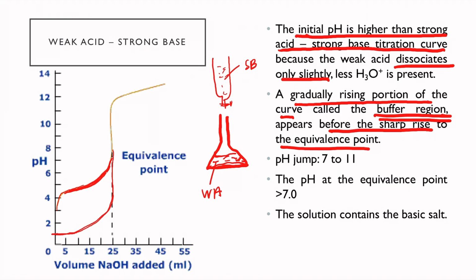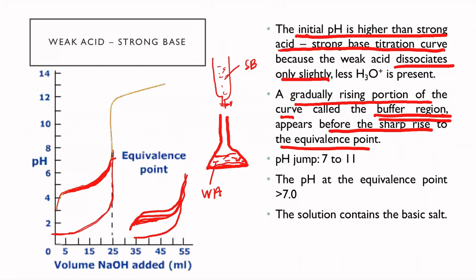So your buffer solution tu dia nak try maintain dia punya pH. Dia tak terus naik atas, shoot up macam tu. So dia ada buffer region, maksudnya dia slow sikit lah nak rise tu. A gradually rising portion, secara slow dia rise. So bila awak tengah lukis graf untuk weak acid, awak kena ada macam dia slow lah. Dia bukan terus macam tu gitu. Dia macam ni, dia macam slowly.